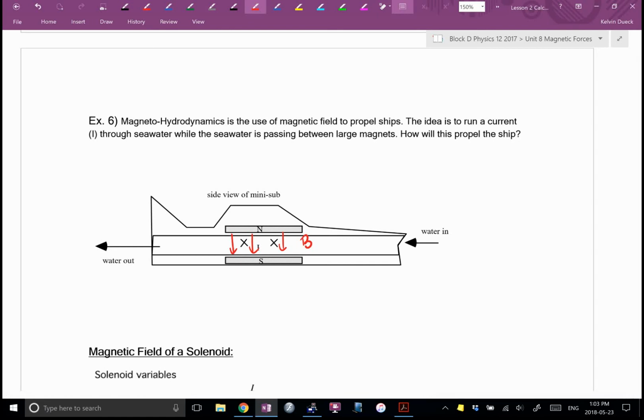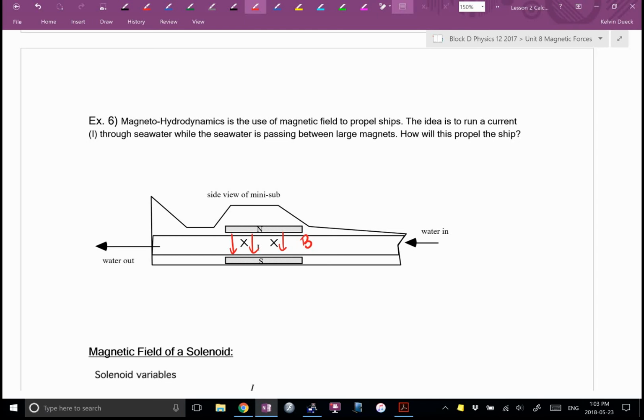So which way is the current moving into the page? All of you right now, looking at your desk version, point your thumbs into the page. What direction is the magnetic field? Down the page. Point your thumbs into the page, and now high five. Rotate your hands so the fingers are pointing down the page, like this. Yes? What direction is the seawater going to feel a force?